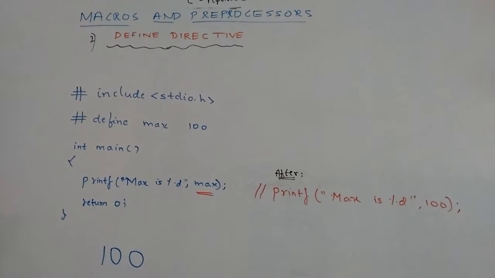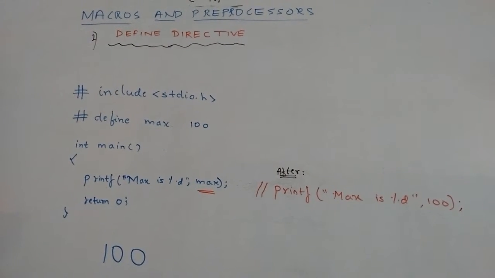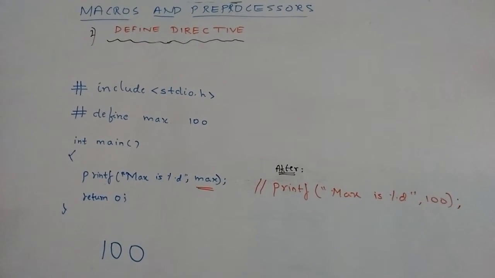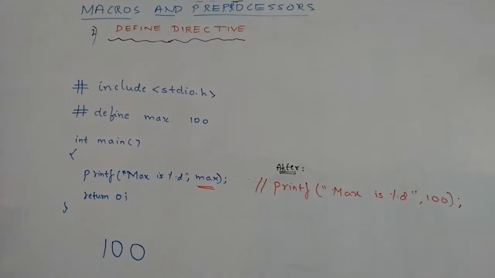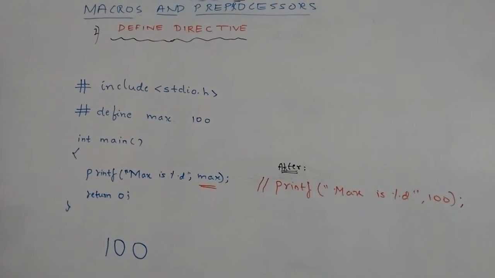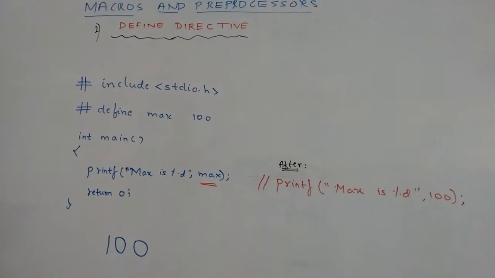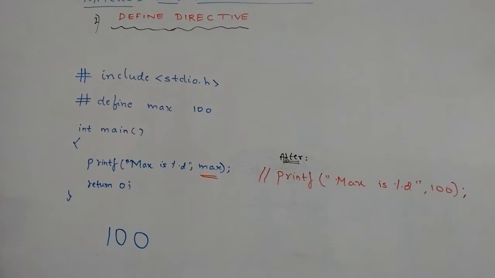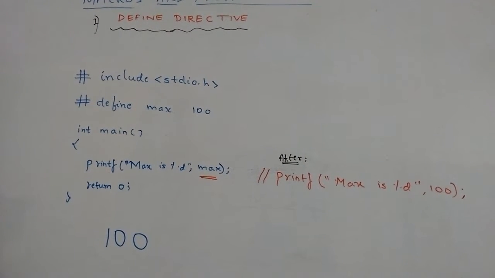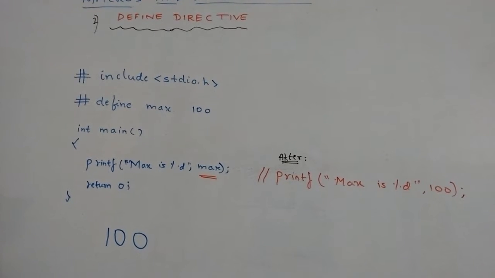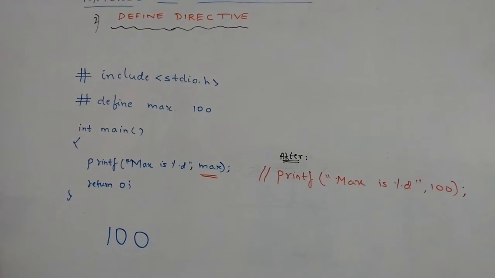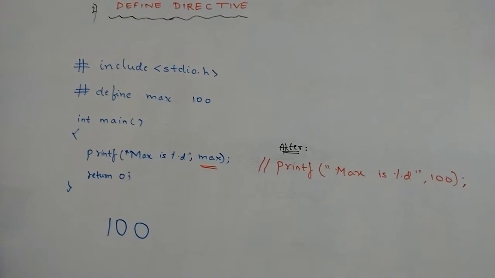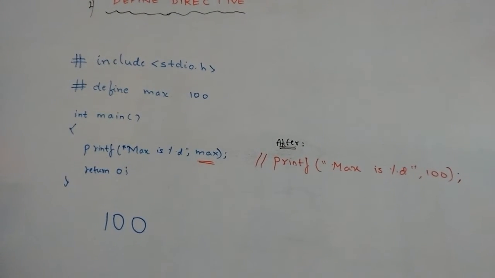So one doubt some people may have: max is written 2 times, would it be replaced even within the string, or only the variable max, will it be replaced by 100? Certainly, the define directive will replace only the variable max and not the string values. So wherever the max variable is used in the program, it would replace it by 100.